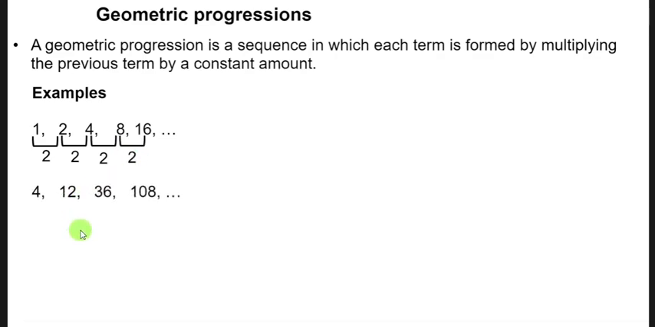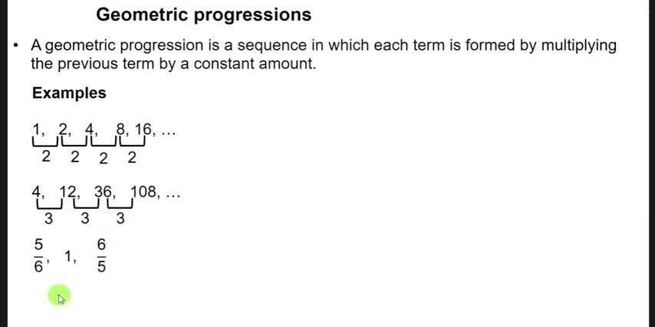Similarly, in this other geometric progression, we can notice that to move from 4 to 12, we must multiply 4 by 3. Again, to move from 12 to 36, we must multiply 12 by 3. To move from 36 to 108, we must multiply 36 by 3.